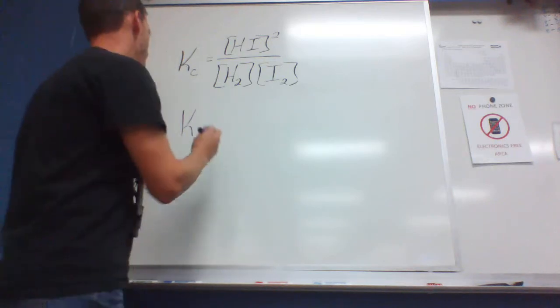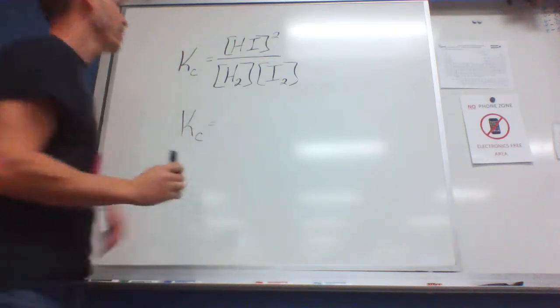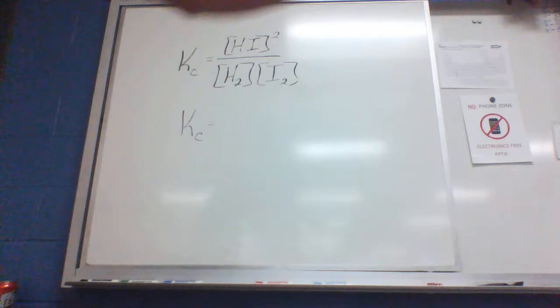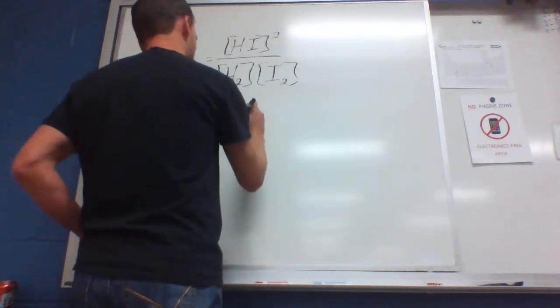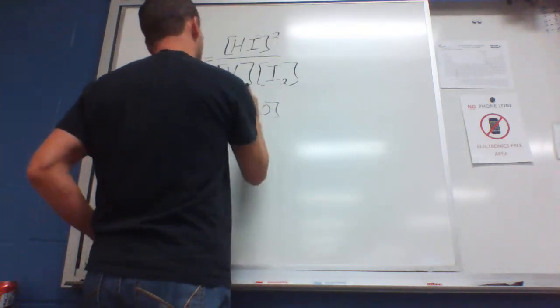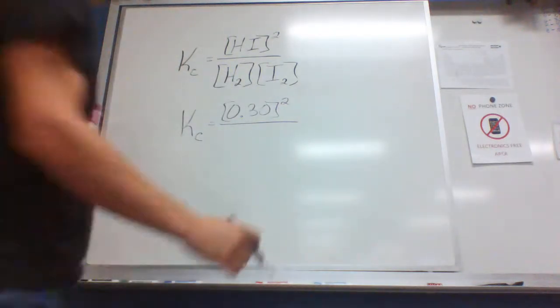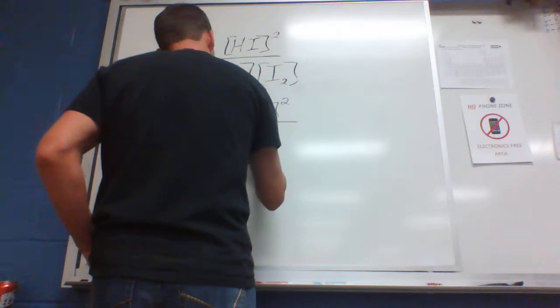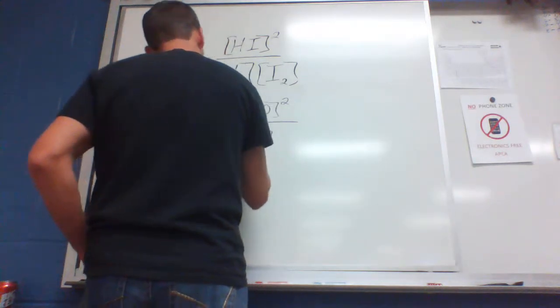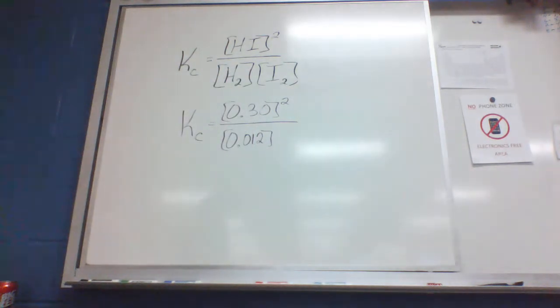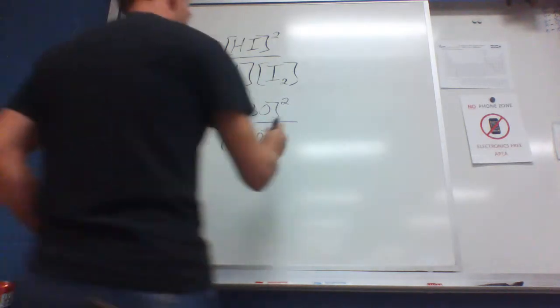All right, so let's substitute in. My concentration of HI is 0.3. My concentration of H2 is 0.012. And my concentration of I2 is 0.15.